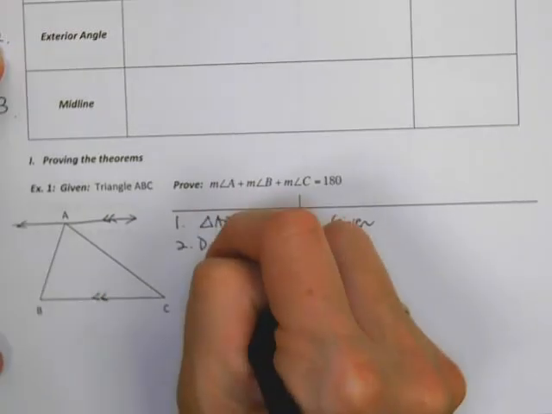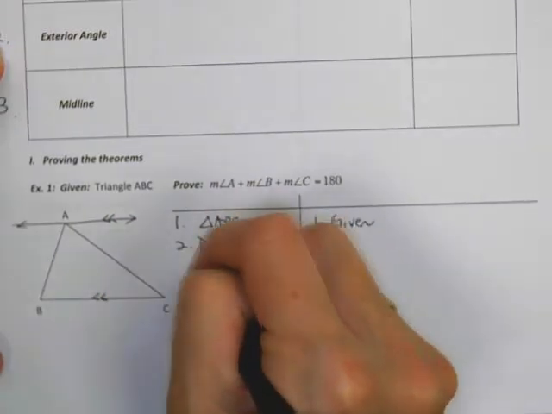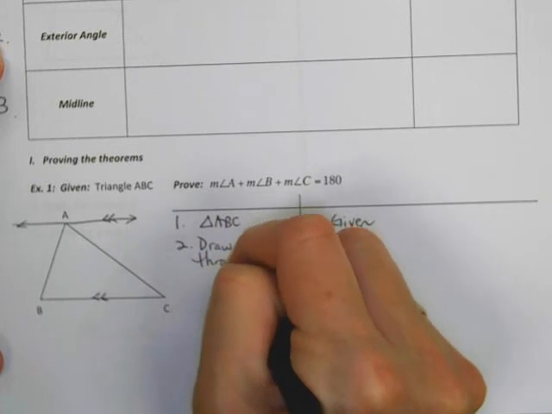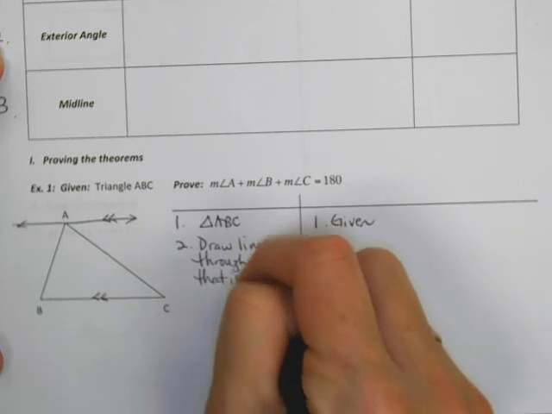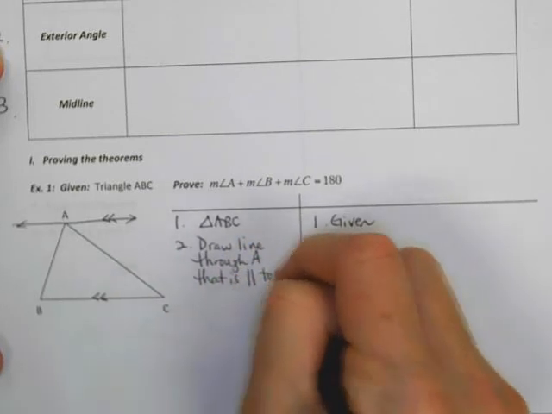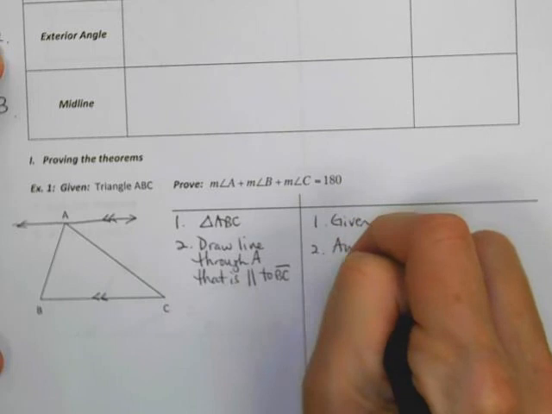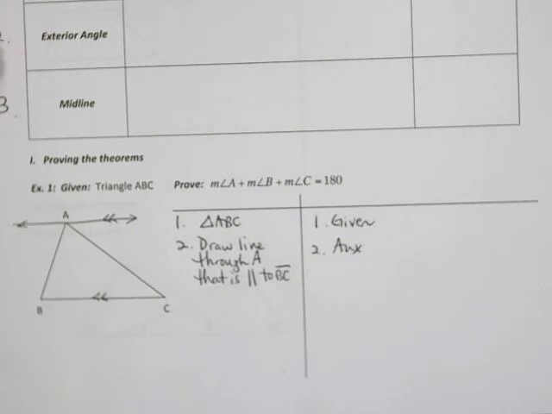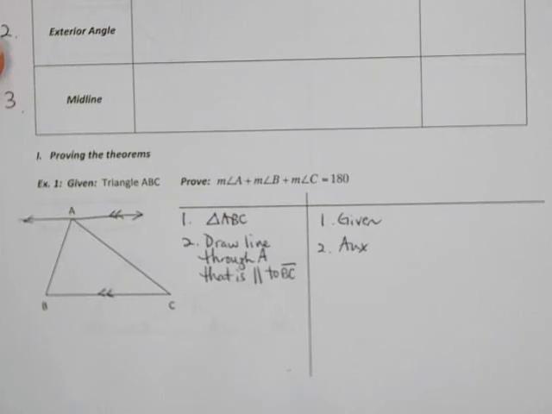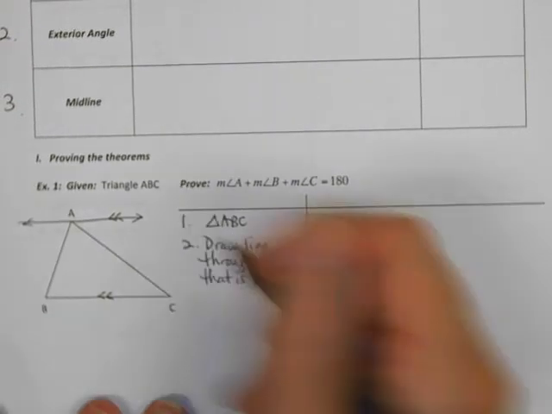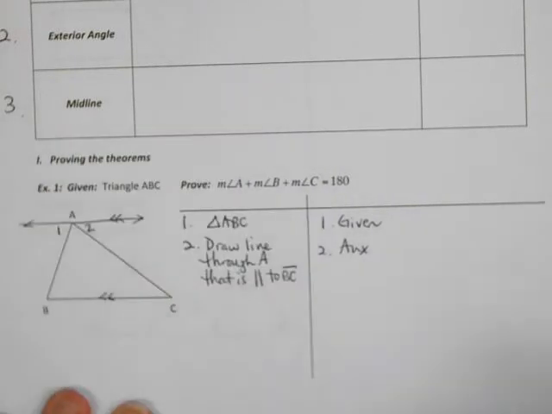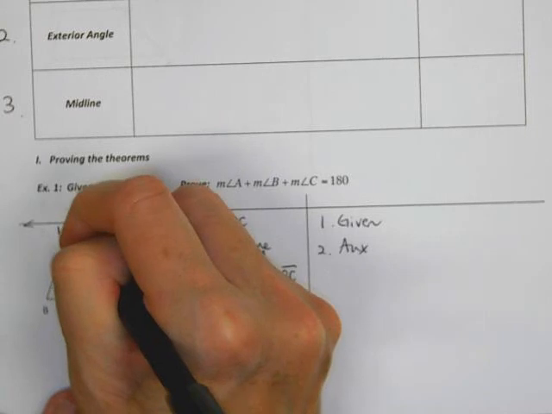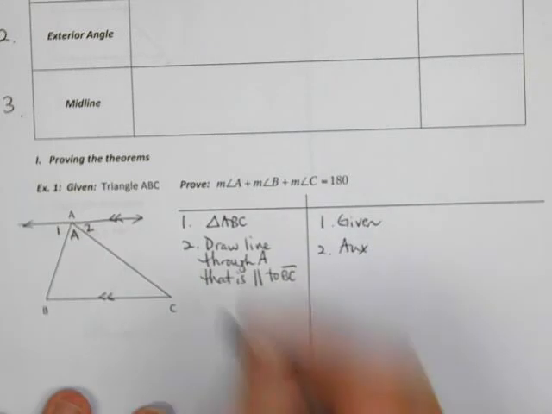So I'm going to draw a line through A that is parallel to BC. That's an auxiliary line that I'm adding, and we haven't added parallel lines like that, but you can see now we're going to use this parallel line idea to help us. All right, so let's actually number these angles here. Let's call this 1 and let's call this 2, and I'm going to call this angle right here A, just to make our life a little bit easier.